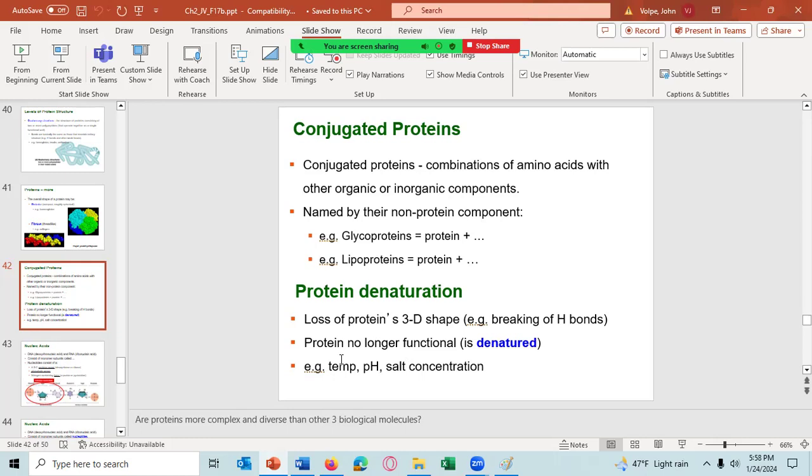Any question about any of that? So if the protein is at the wrong temperature, pH, or salt concentration, the protein will lose its three-dimensional shape and will eventually denature, meaning it will be non-functional. Any question about any of that?